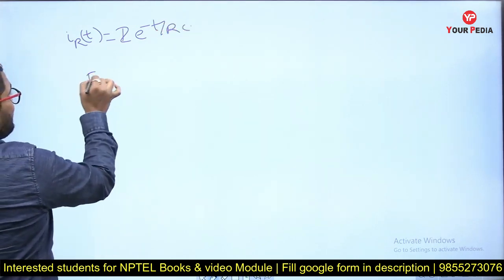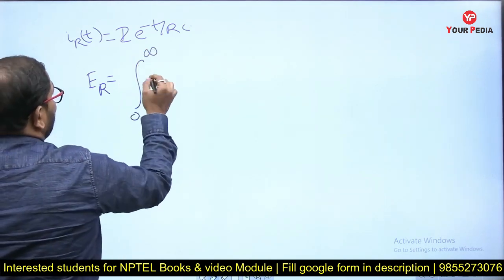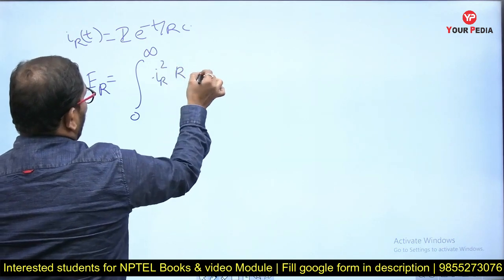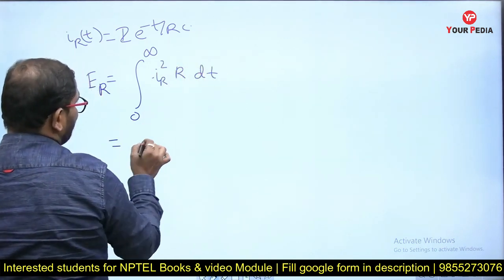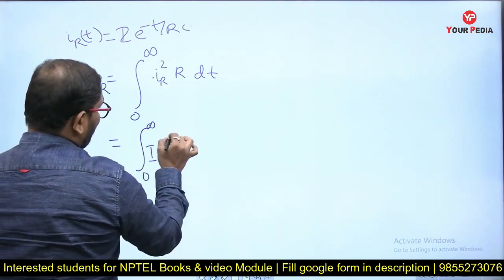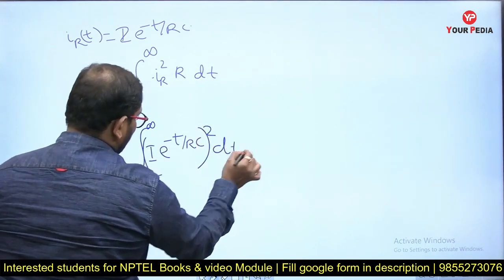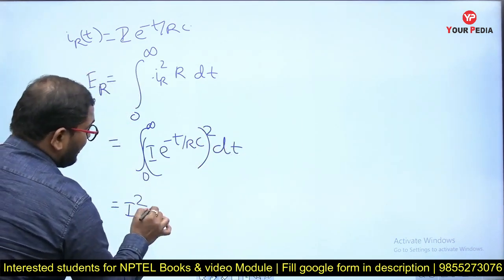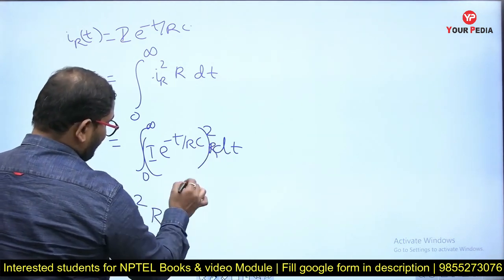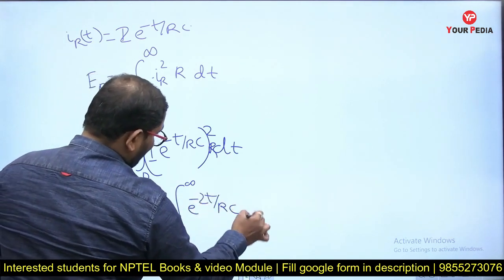Now what is the energy dissipated in the resistor? It is equal to the integral from 0 to infinity of IR square into R dt. Let's substitute these values: 0 to infinity, I into e power minus t by RC whole square into dt. So what will you get? I square into R, integration of 0 to infinity e power minus 2t by RC into dt.